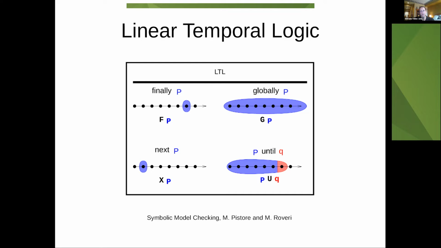Or next P means that the proposition has to be true in the next state that I'm in from where I am right now. Or P until Q means this proposition has to be true until this other proposition is true, and then it can stop. P and Q both don't have to be true anymore. So this is used in the programming languages community for model checking, and it's being used more and more in robotics because of its ability to represent these kinds of constraints.